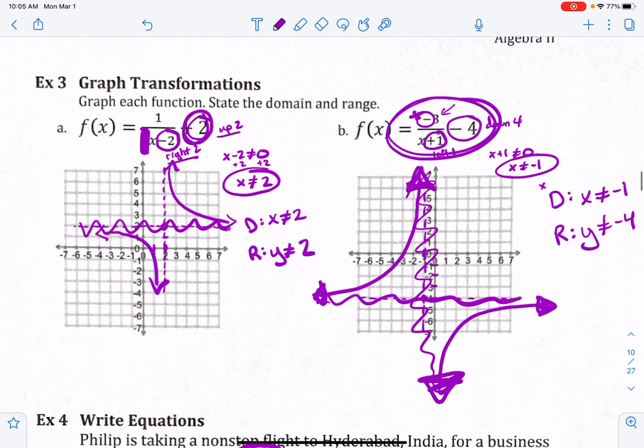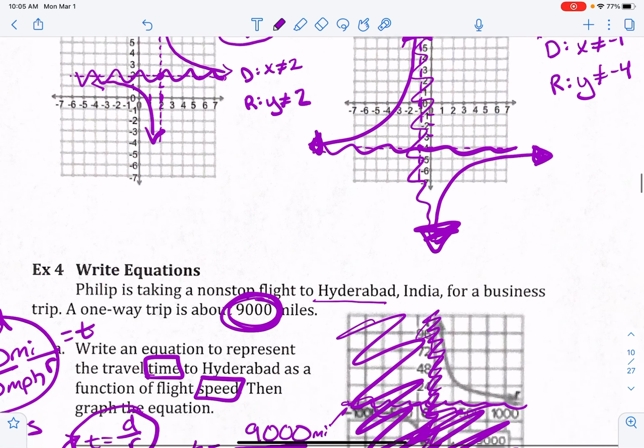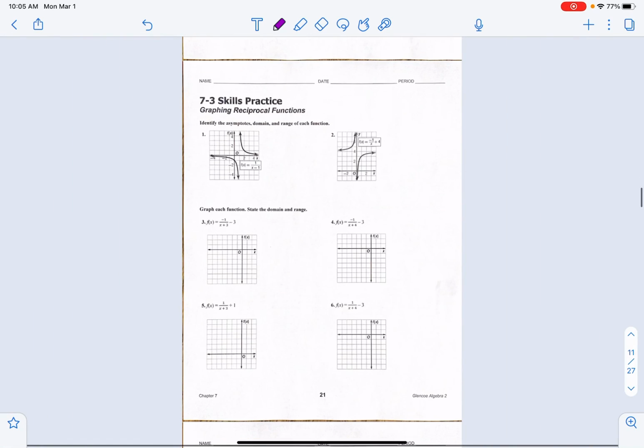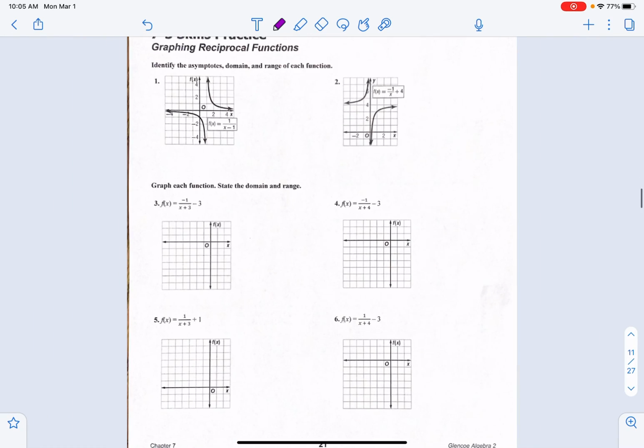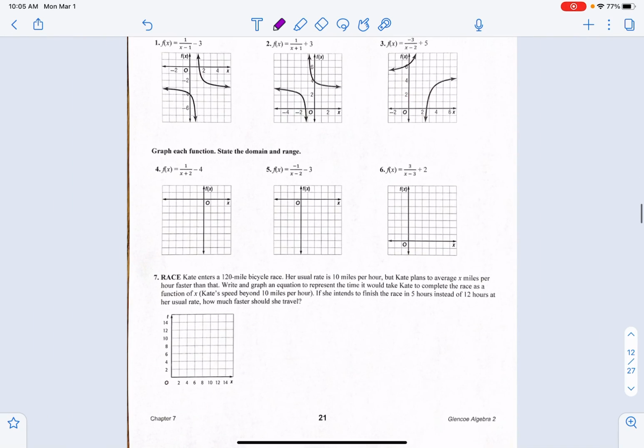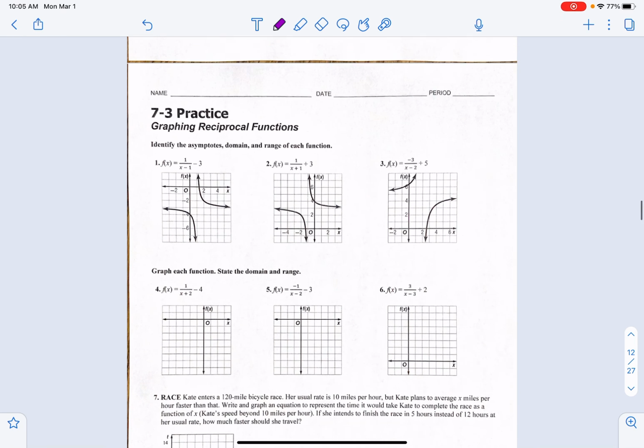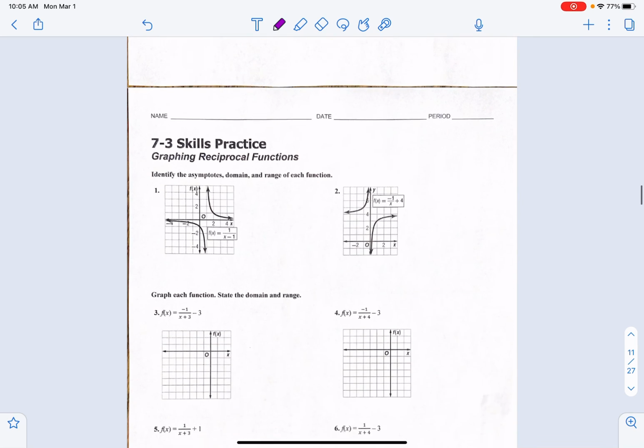You know, these problems should go by very quick because you can basically pick apart the equation and find the domain range that way. Okay, your homework assignment looks like this. Do all of them front and back. You should get through them real quick, and I'll hopefully see you again tomorrow.